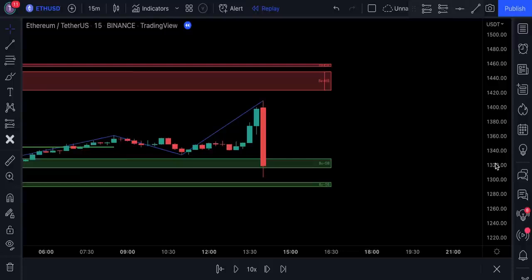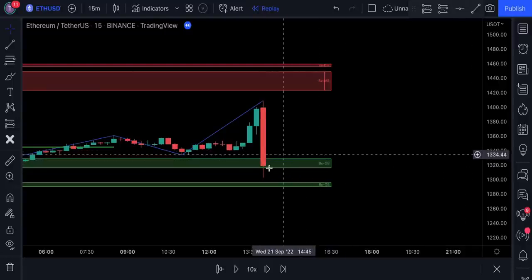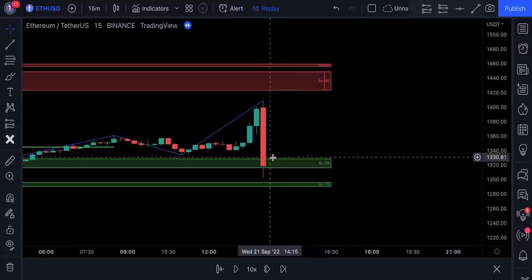Here's one more example for a long trade. We see the bearish candlestick just crossed and closed into the bullish order block. Now we're waiting for the bullish candlestick to cross and close above it.